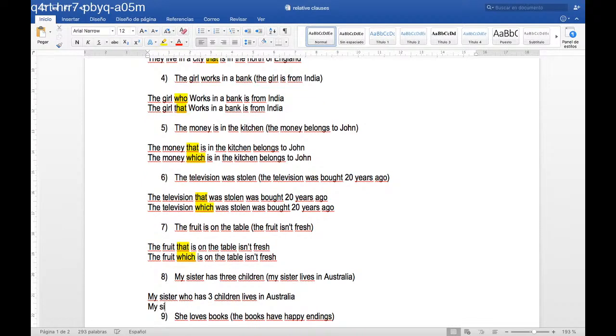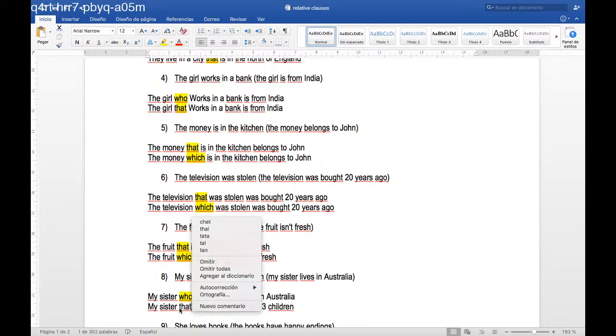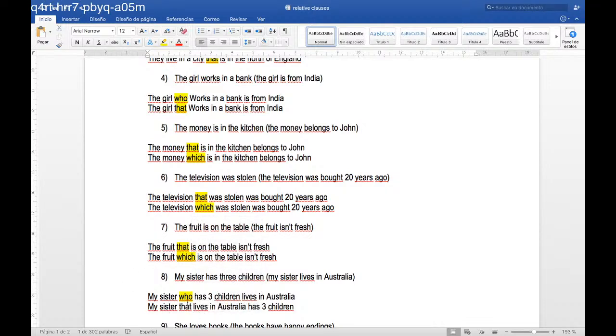Also, I can have my sister who lives in Australia has 3 children. And that's okay. So I can switch elements and that's correct. Also, my sister that, as I told you, lives in Australia has 3 children. And that's correct. So following the order, it's okay if we write first the sentence that we join and then the other sentence. The only thing that is incorrect is that we repeat the element that we are trying to avoid using again, right?